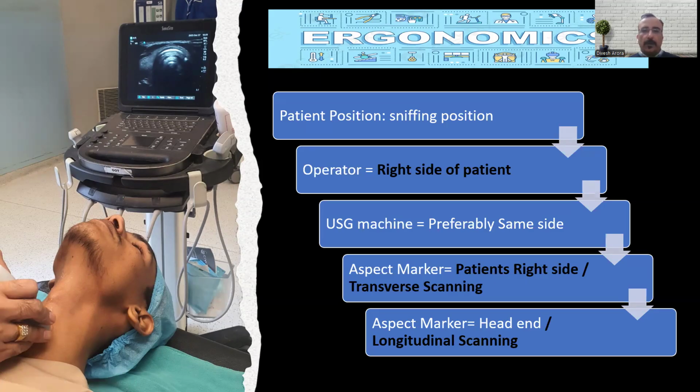So this is one of the ergonomics where, as you can see, the patient position is sniffing as you would do for an intubation. I'm standing on the right side. The ultrasound machine is on the same side so that I can manipulate the knobs. And the aspect marker depends on how we are scanning. For example, if you are scanning in the transverse axis, then it will point towards the patient's right side. And if we are scanning the airway in the longitudinal axis, the aspect marker would be pointing towards the head end.